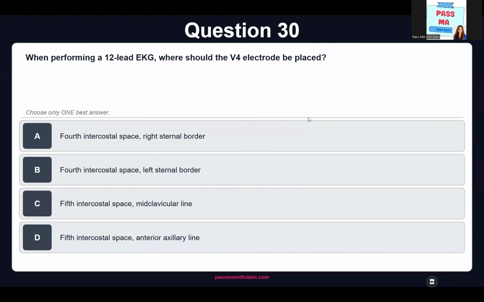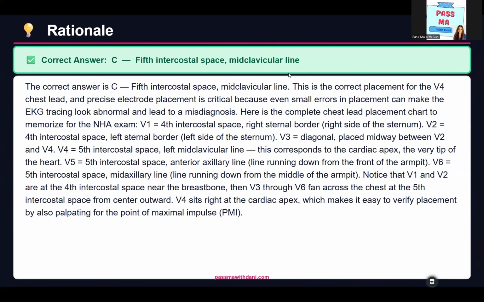All right, question number 30. When performing a 12-lead EKG, where should the V4 electrode be placed? Is it A, at the fourth intercostal space, right sternal border, B, fourth intercostal space, left sternal border, C, fifth intercostal space, midclavicular line, or D, fifth intercostal space, anterior axillary line? Now, for question 30, if you said C, the fifth intercostal space midclavicular line, then you are correct. This is the correct placement for the V4 electrode.